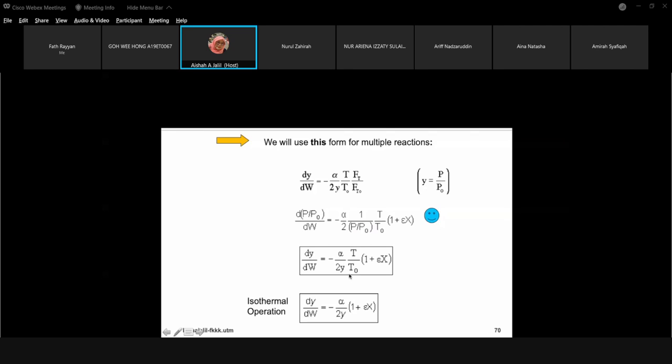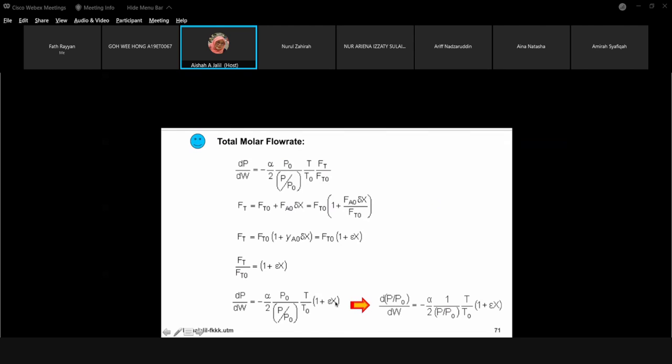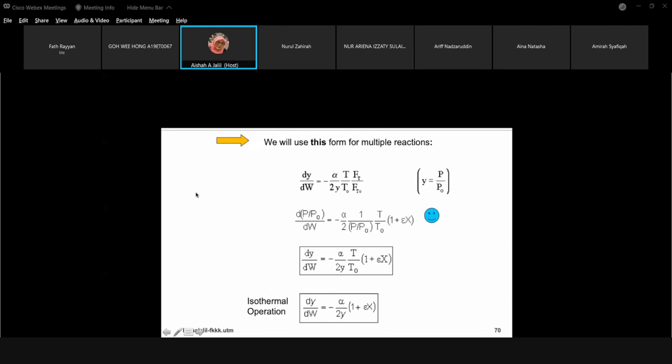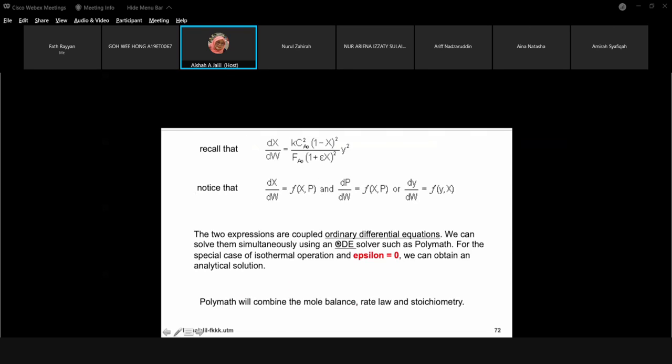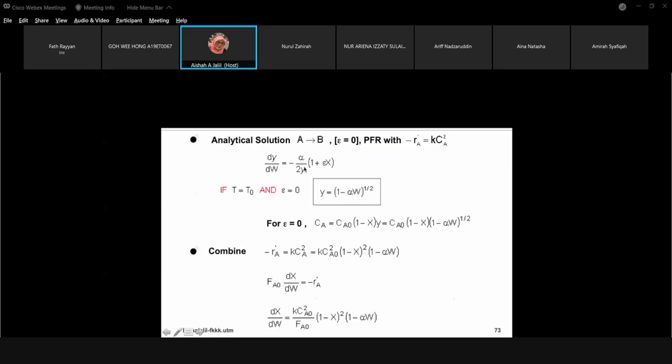This is the Ft over Ft naught in terms of flow rate. But this is in terms of 1 plus epsilon X, okay? Then you get the isothermal operation become like this, okay? So just use this one. No need to derive. If they do not ask you to derive, just use this one. How to get this one, you can see later. Okay, just use this one.